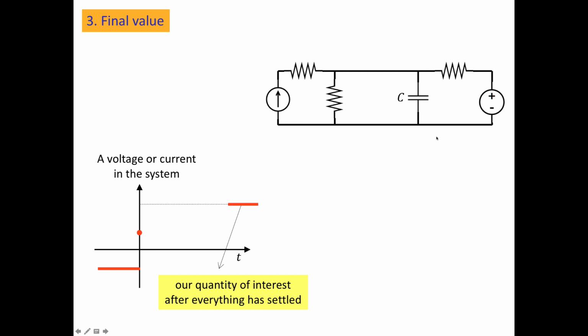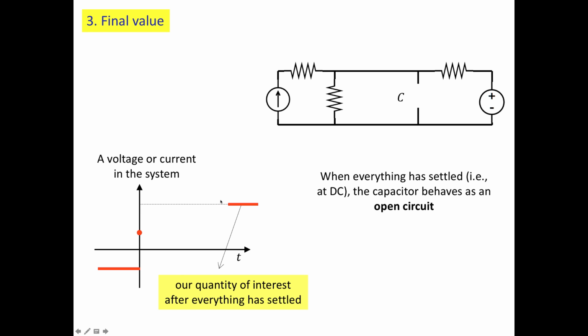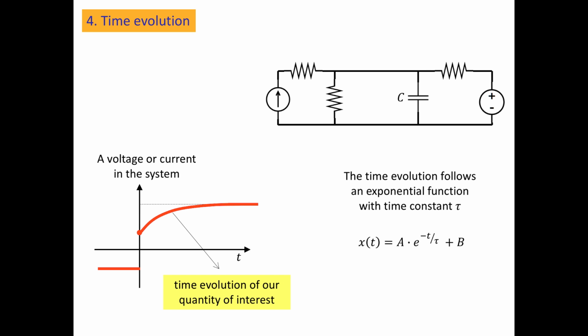And then next, I'm going to try to see, well, where are we going to end up? So what is the final value of my voltage or current? And in that case, when everything is settled, the capacitor is again an open circuit. And so I can use this circuit now to do my calculations. And in between, there's going to be a time evolution.